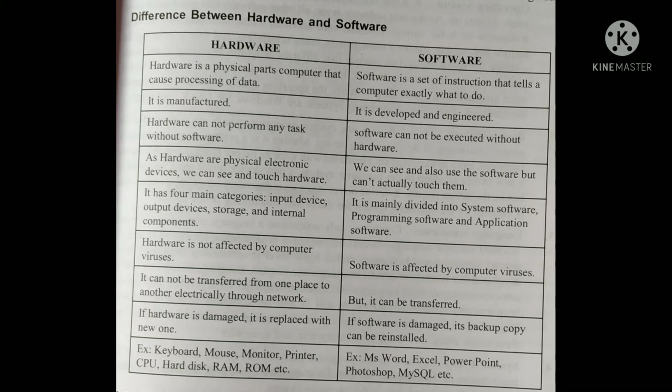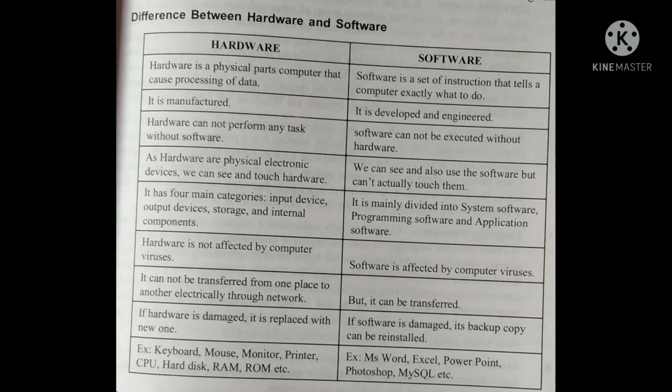Hardware consists of physical electronic devices we can see and touch. We can see and also use the software, but we can't exactly touch it. Hardware has four main categories: input device, output device, storage, and internal components. Software is normally divided into system software, programming software, and application software.